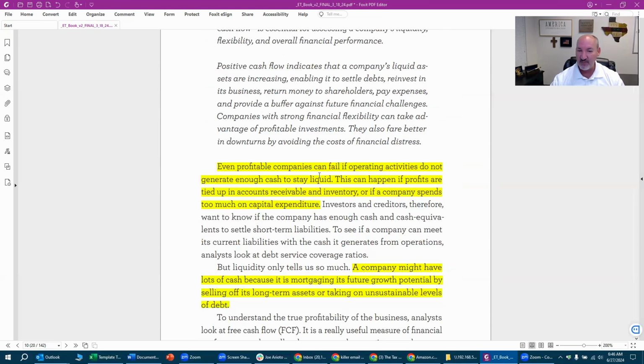Even profitable companies can fail if operating activities do not generate enough cash to stay liquid, okay? We'll talk about liquidity. Liquidity is different than cash, right? Liquidity is a type of cash. It's a type of usage of cash. It's a short-term storage facility to be able to have access if there's an event or a situation or an opportunity that arises. This can happen if profits are tied up in accounts receivable.